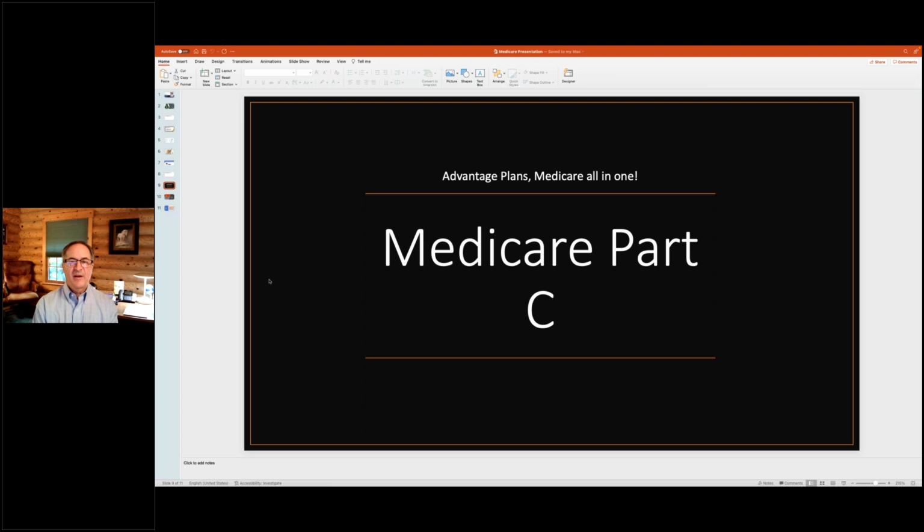Now, what is Medicare Part C? Medicare Part C is what's known as Advantage plans. Medicare Part C were also plans developed and really changed in 2006 with the drug program. And Medicare Part C plans were developed by the government as a way of keeping the costs down to the government and putting more of the responsibility on the shoulders of the senior.